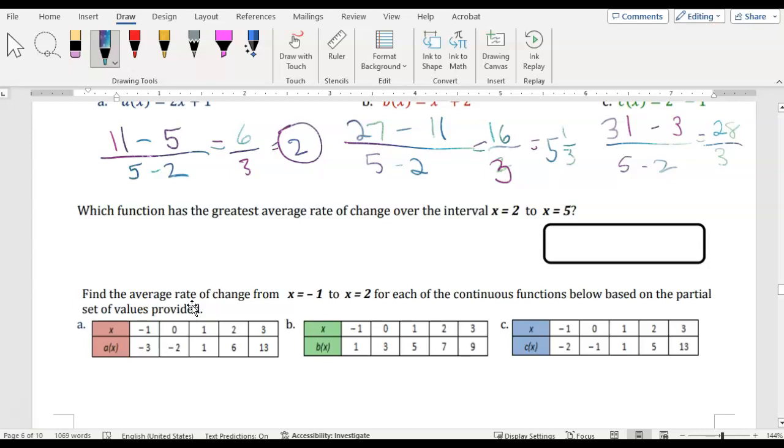Okay. And then this last question says, which function has the greatest average rate of change? That would be C, this one here, because 28 divided by 3 is going to be more than 5 1/3. We're looking at like 9 1/3.